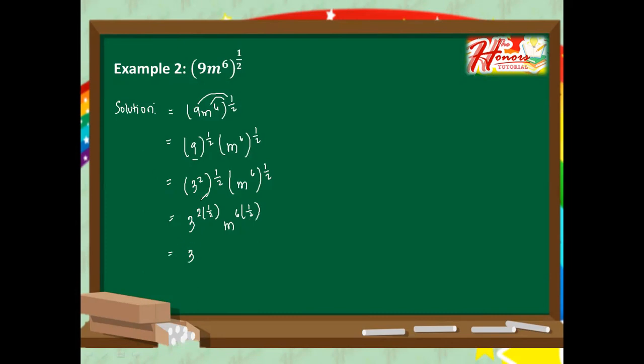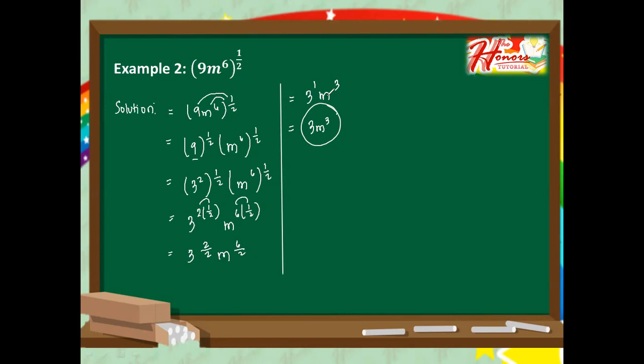Now we have here 3 raised to 2 times 1, that's 2, and then copy the denominator, which is 2. For m, we have here 6 times 1, that's 6. Copy the denominator, which is 2. Let's continue. So we have here 3 raised to 2 divided by 2, that's 1. m raised to 6 divided by 2, that's 3. So this is 3 raised to 1 is 3, so 3m cubed. So this is the answer for example number 2.